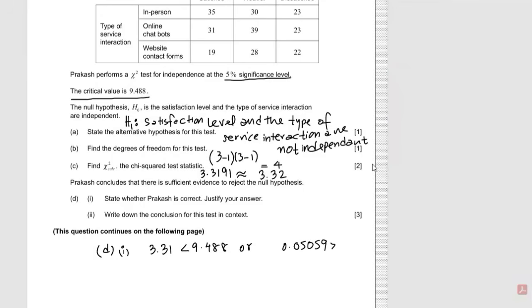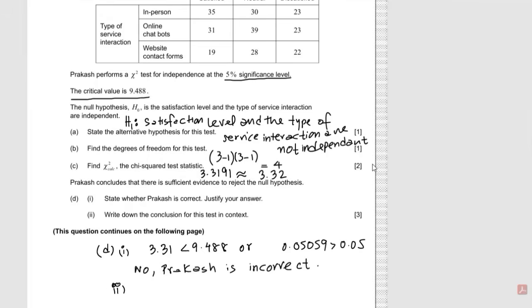0.05059 is bigger than 0.05. Hence, since your probability is above the significance level, this is a sign that H naught will be accepted, right? So you will say, state whether Prakash is correct. No, Prakash is incorrect. Or you can say he's not correct, right? So these are the 2 reasons.